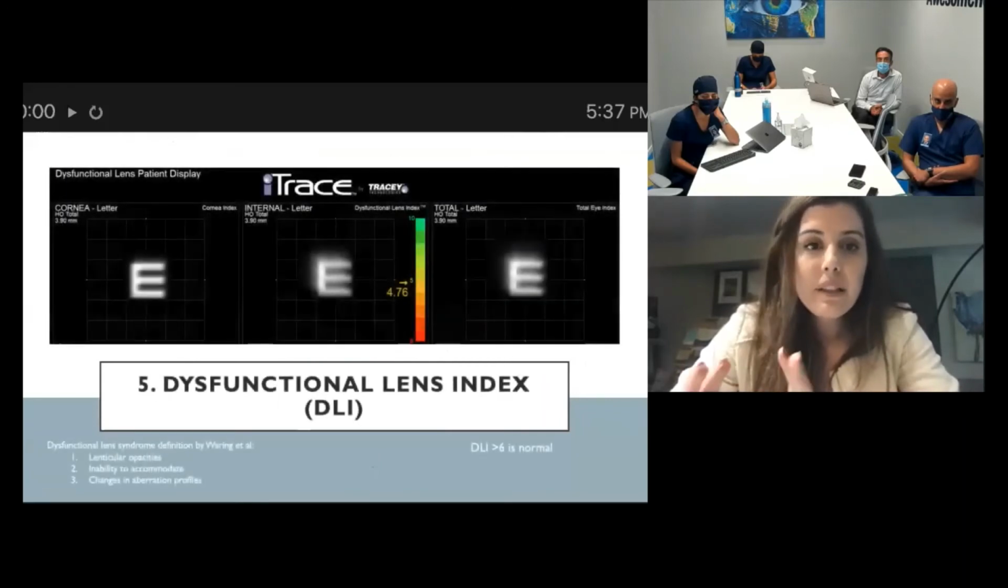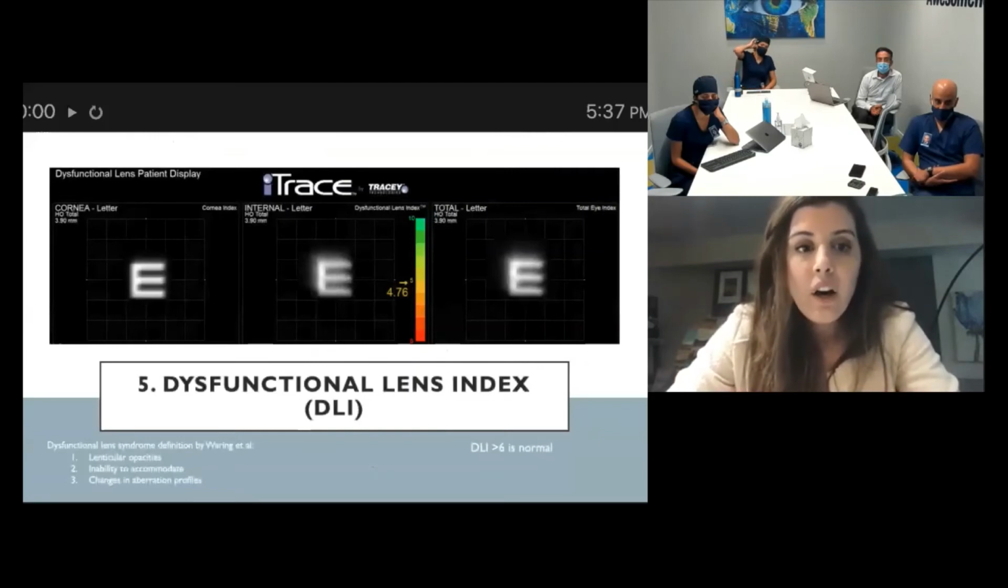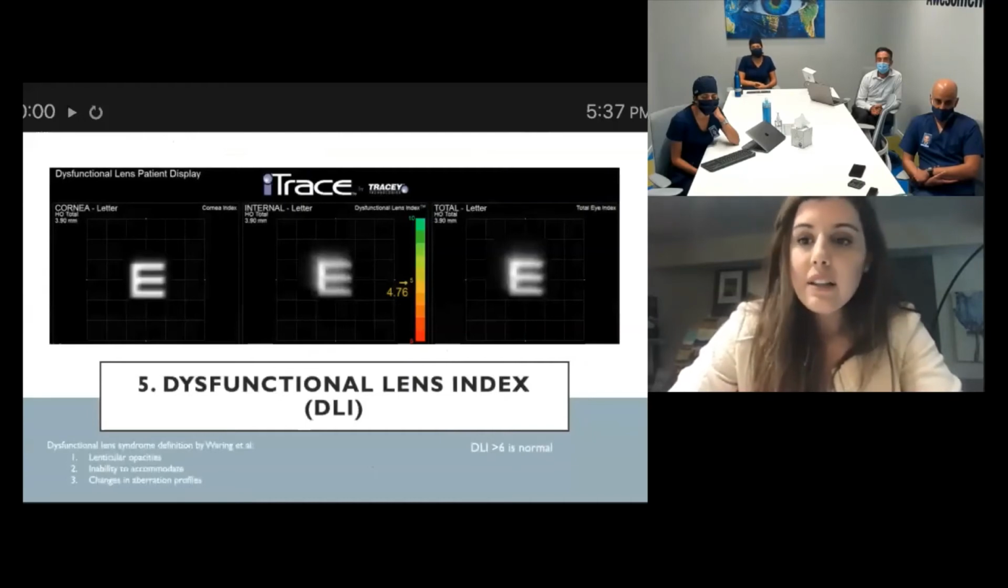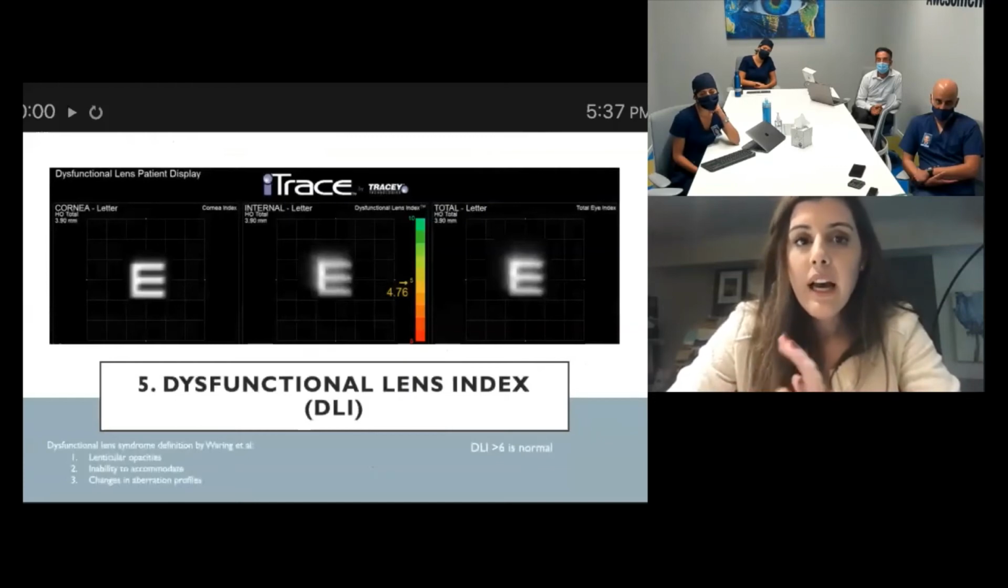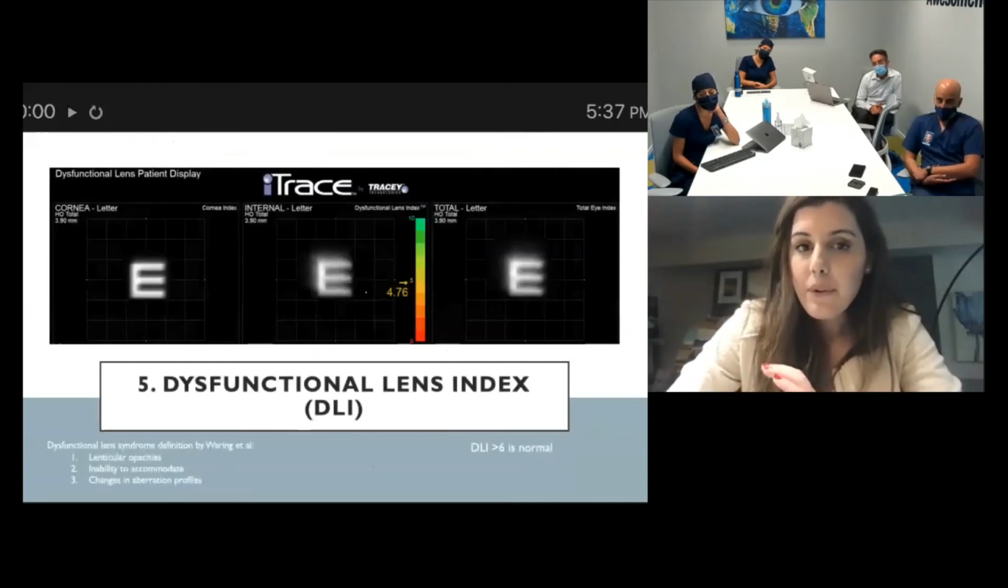Last but not least, with the EyeTrace, you can also look at the dysfunctional lens index. Waring et al. redefined dysfunctional lens syndrome, which is another way of looking at cataract. It's not only lenticular opacities or the inability to accommodate that we usually know about cataract, but also changes in the aberration profile. In this view, you can look at how the lens is changing the aberrations, and you have an index set by the EyeTrace that gives you where the lens is with the aberration profile.